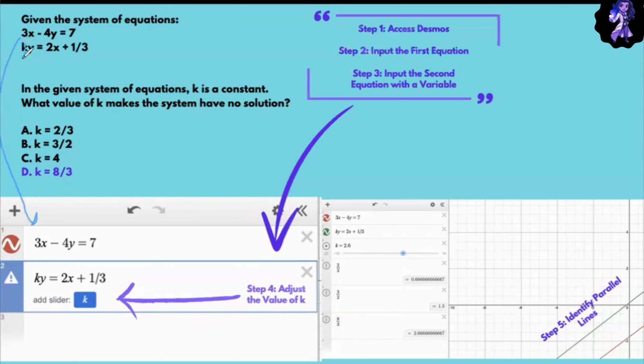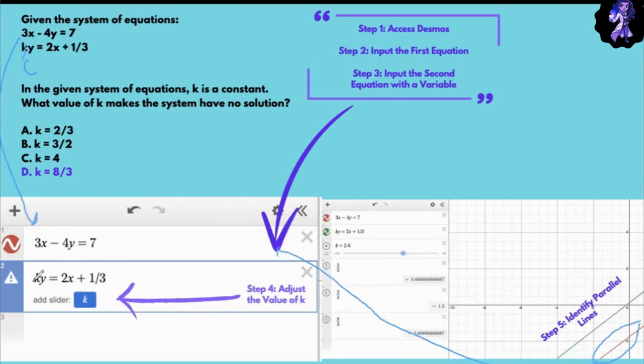Please note if they give you a different letter like C or K, you might want to switch it to K just to be easier. Whichever one you have, it's going to say add slider over here. So once you add that first equation, what ends up happening is you will see the graph appears. Because this is red, this first line will appear.